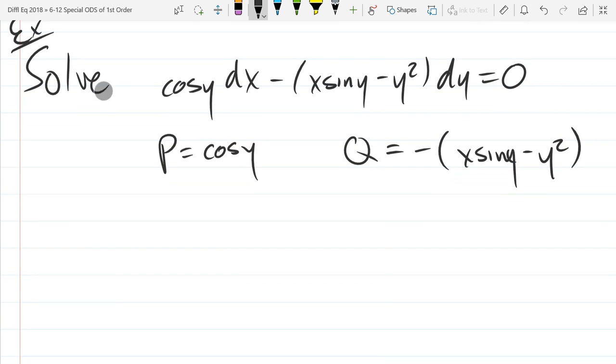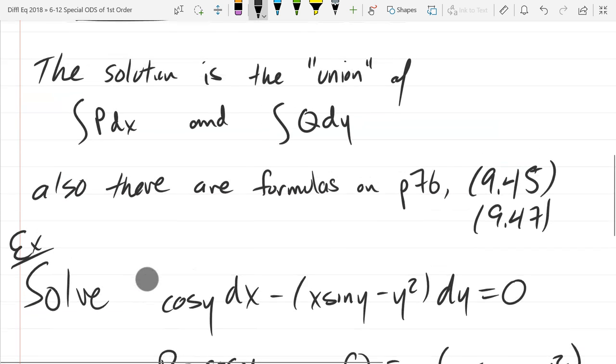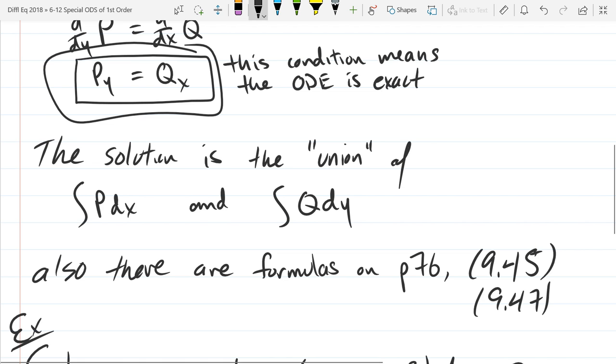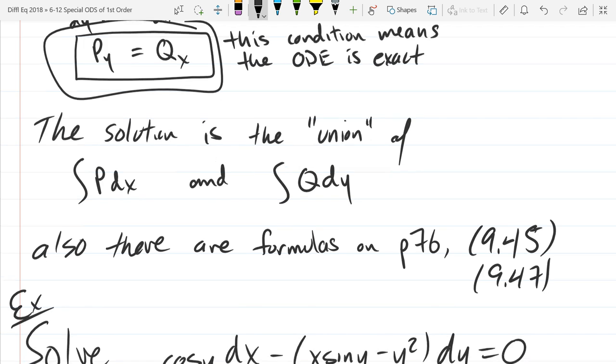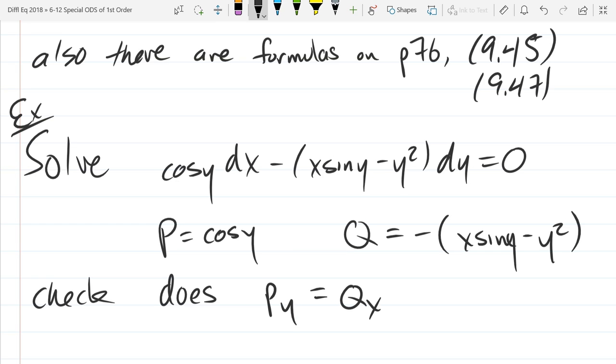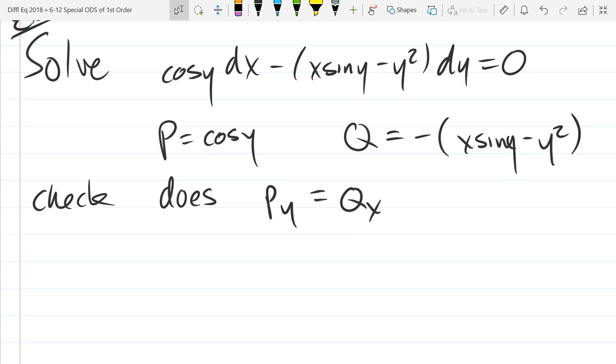All right, so before we just start applying the exact solution, we have to find Py and Qx and see if they're equal. So we're checking this condition right now. Does Py equal Qx? You're experts at derivatives, so take your two derivatives, see if they're equal. You're taking partial derivatives.